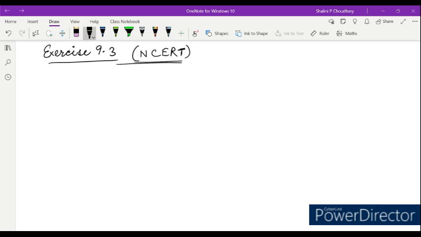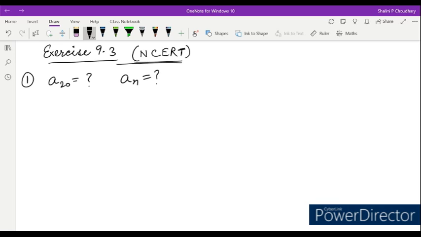Today we'll start exercise 9.3 NCERT, that is based on geometric progression. We'll start from question number 1, and the question is to find the 20th term. So what you have to find out? We have to find out a20, the 20th term, and also we need to find out the nth term.